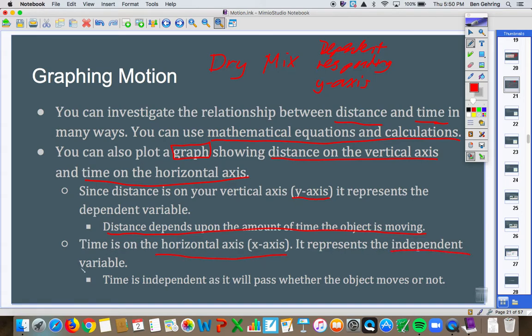So if we go back to our DRY MIX, the MIX side of things, M stands for manipulated, which is another word for independent. It's the one that we manipulate. It's the manipulated variable. It is also called the independent, and goes on the x-axis. So DRY MIX will help you remember those. Time will pass whether the object is moving or not, and that's why it is our independent variable there.